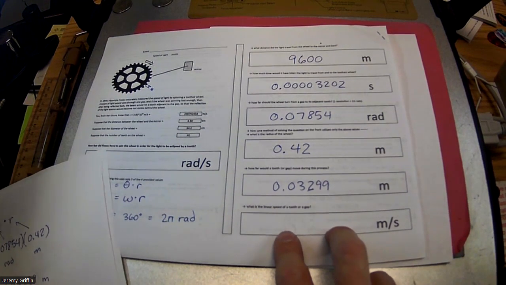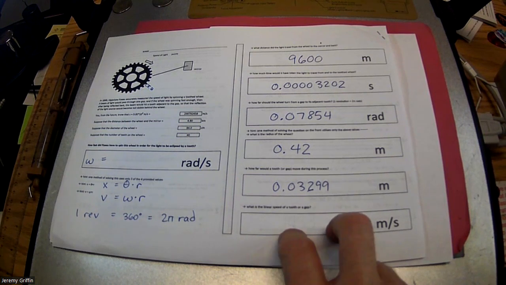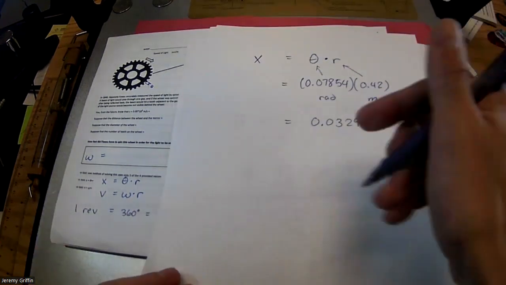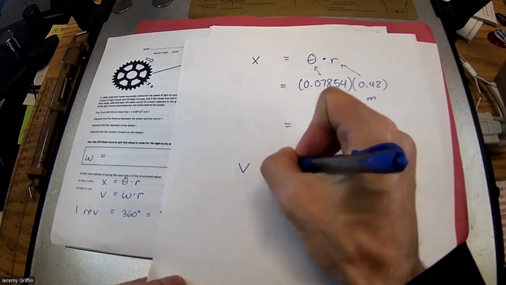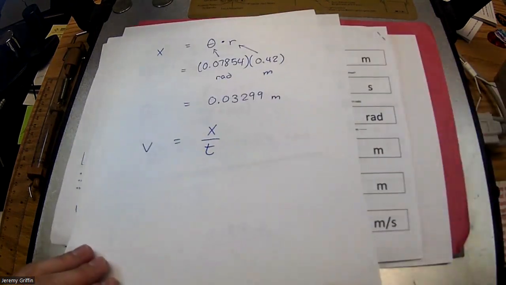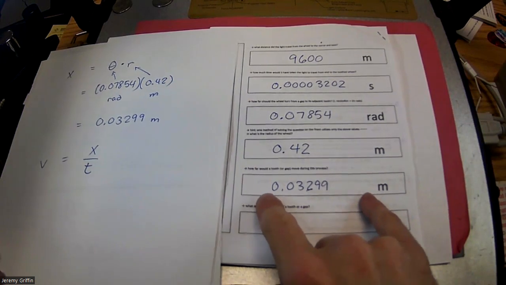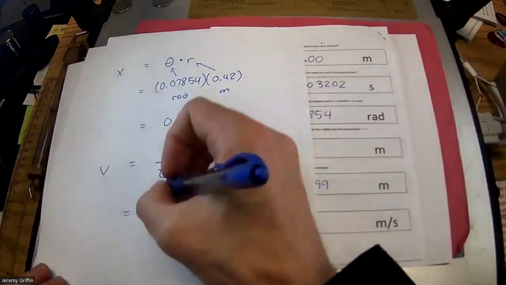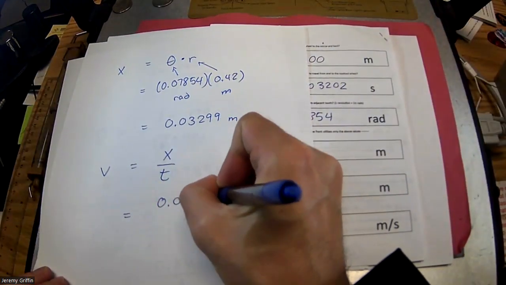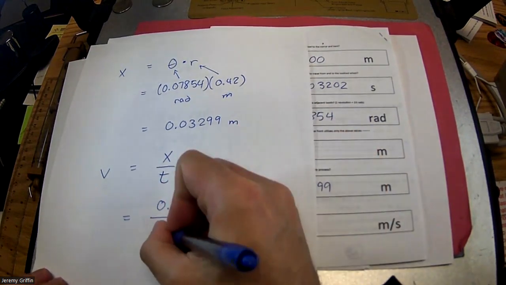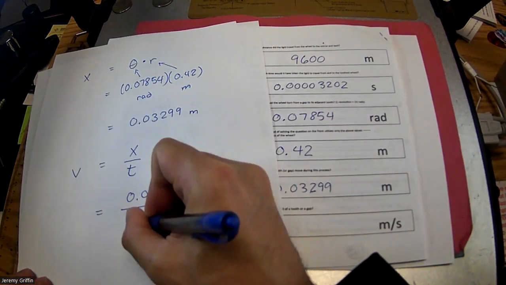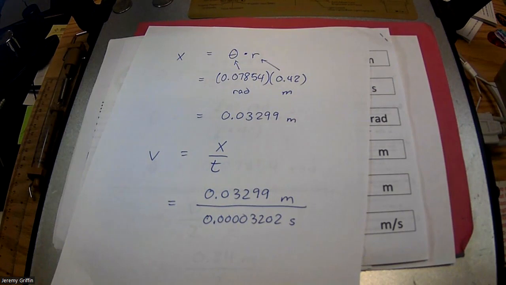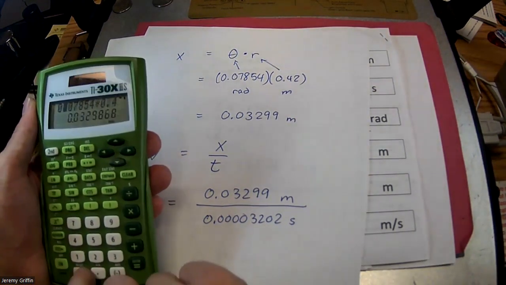Okay. What is the linear speed of a tooth? Linear speed. Hey, that's how far and how much time, right? Here's how far it moved, x. Here's how much time, t. Hey, I can just divide those two. It went this many meters all during this many seconds. That's a speed in meters per second. Right? 0.032.